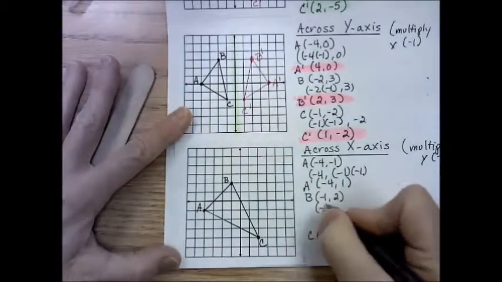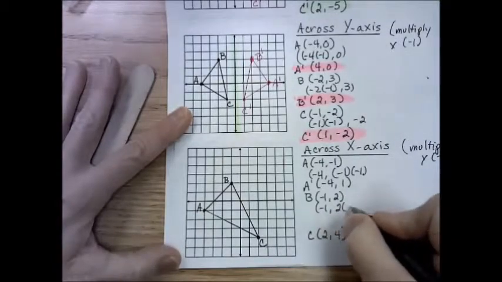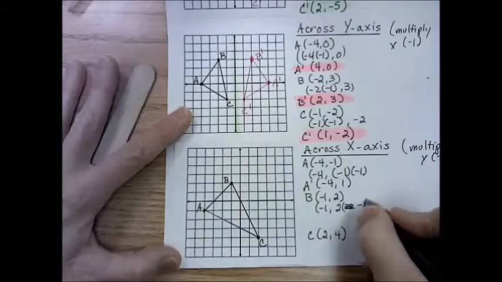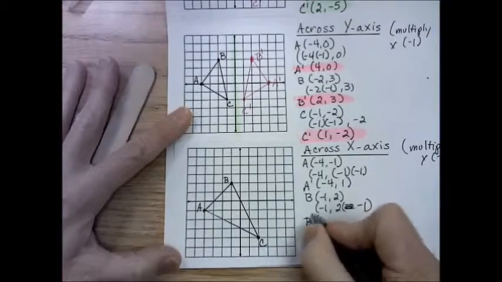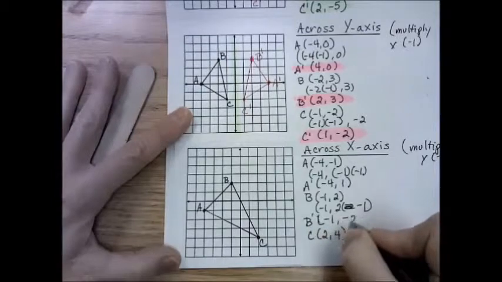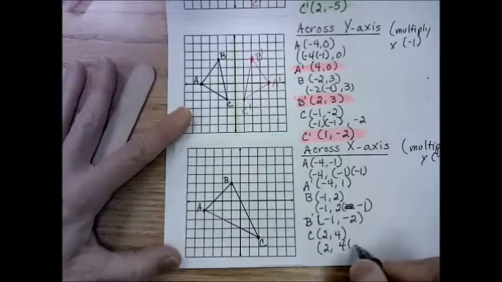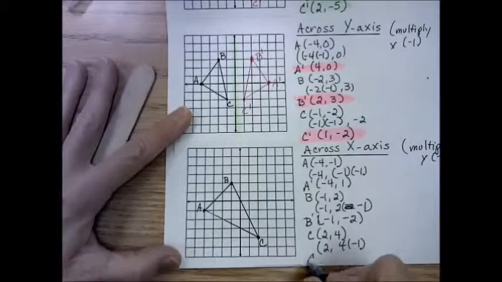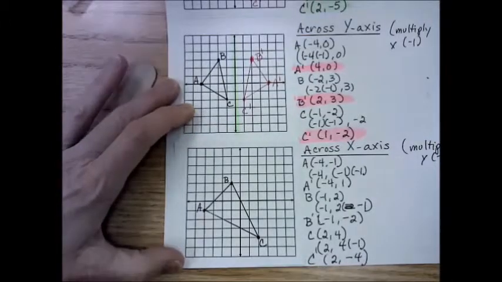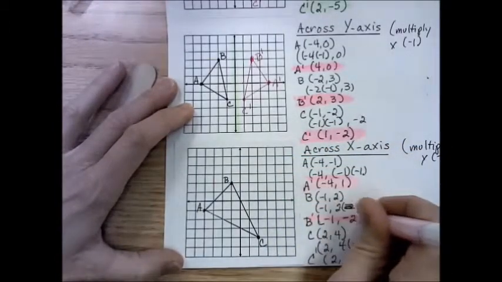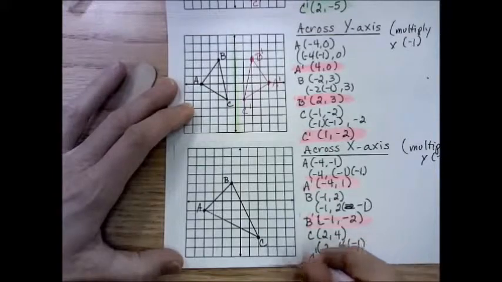For B, I have negative 1, and then I'm going to take my 2 and multiply that by, whoops, sorry about that, by negative 1. So B prime is now negative 1, negative 2. And for C, 2 stays the same, and multiply 4 times negative 1. So C prime would now be 2, negative 4. All right. So let's go back and look at those new ordered pairs with a reflection across x.